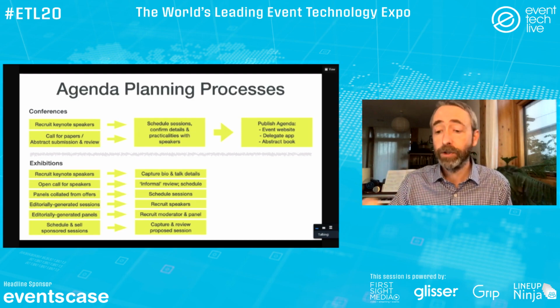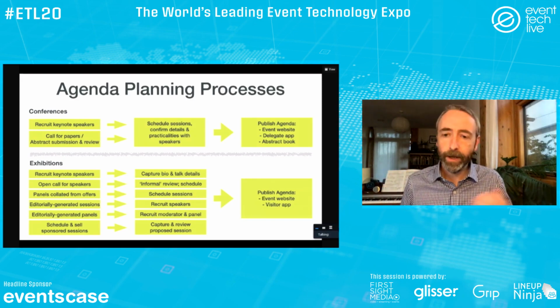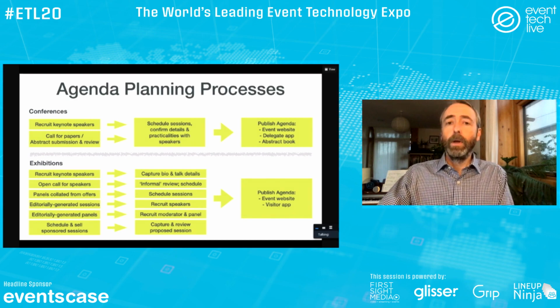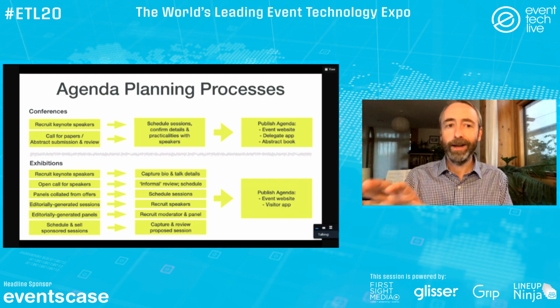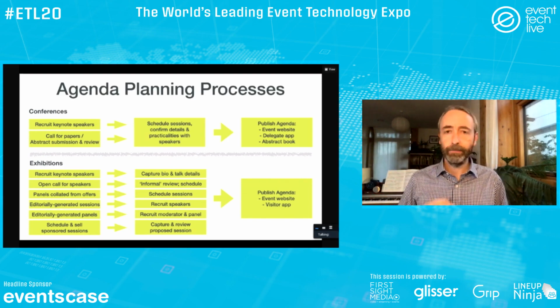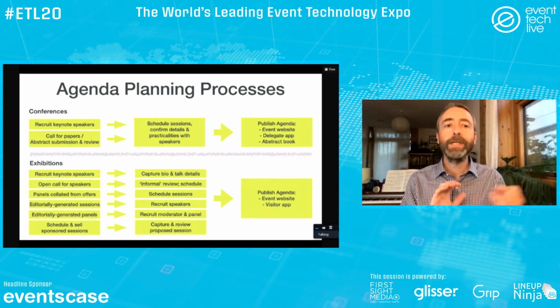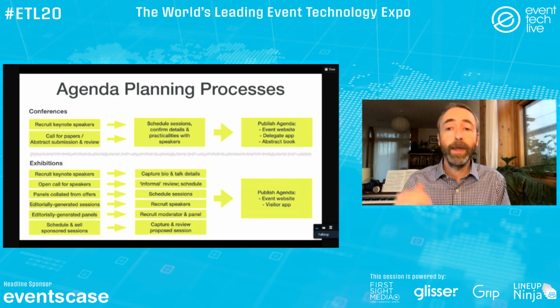Once that's all done and you've got your first draft of your agenda, you can then publish that to your event website, visitor app, and possibly on-site digital signage as well. Okay, so there's lots of good software out there already, which offers event managers lots of support for various different areas of these processes, particularly things like abstract submission and review. There are some great products out there, some of whom are exhibiting here at Event Tech Live. And then also event websites, delegate apps, visitor apps, tons of people offering that kind of thing.